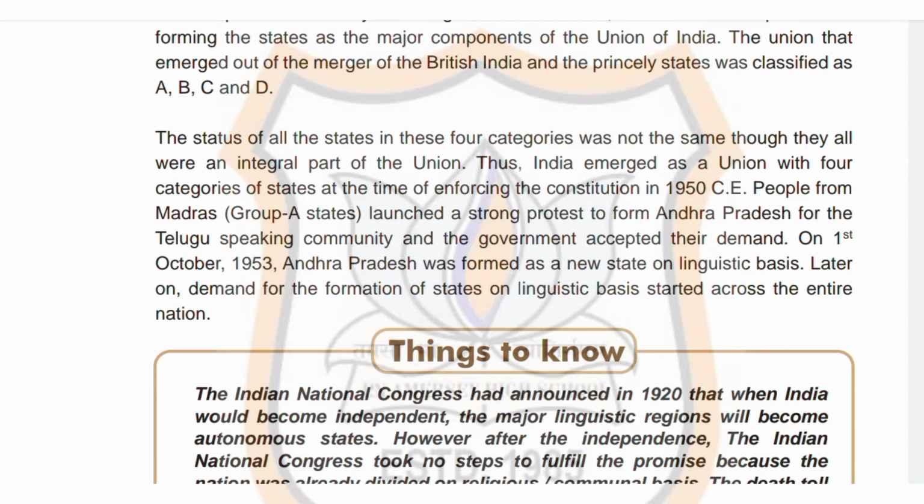the year 1950 CE. People from Madras, that is Group A states, launched a strong protest to form Andhra Pradesh for the Telugu-speaking community, and the government accepted their demand. On 1st October 1953, Andhra Pradesh was formed as a new state on linguistic basis. Later on, demand for the formation of states on linguistic basis started across the entire nation.